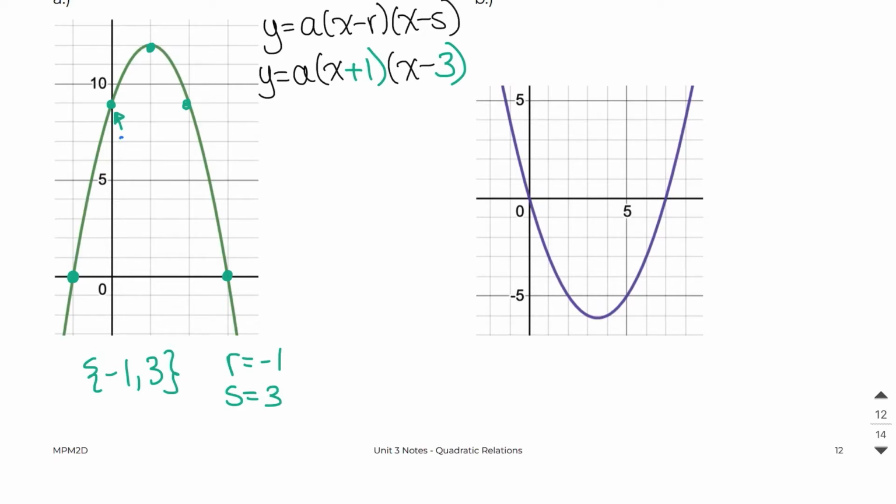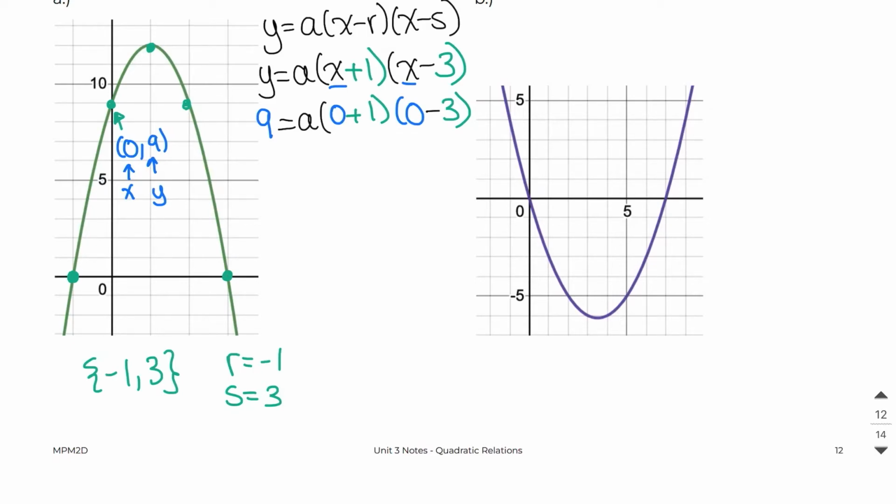So I know that this is the point 0, 9, this is x, this is y. I'm going to place that information in here. Notice how this time you're going to plug in the 0 twice because there are two x values here. And then I'm just going to go ahead and evaluate.